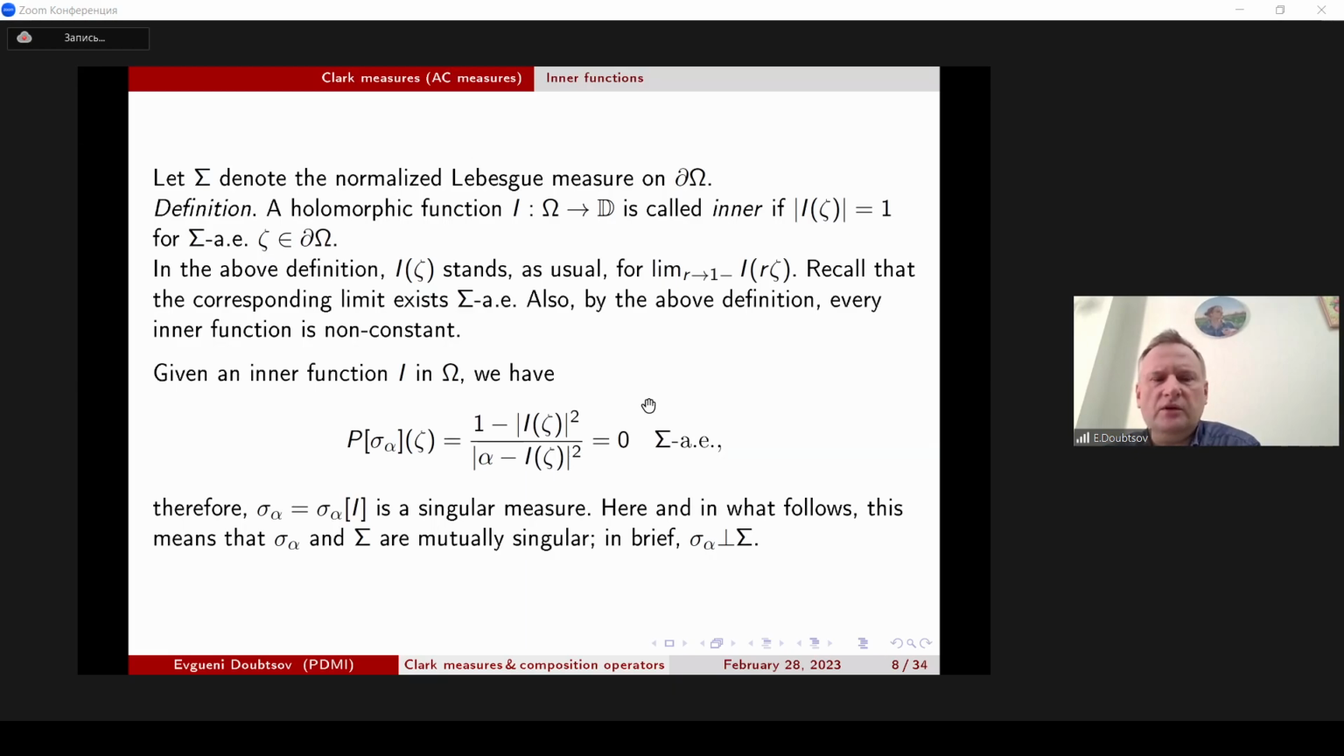Well, because everything happens in this definition as sigma almost everywhere. Well, once we have an inner function, we write the corresponding Poisson integral for the sigma alphas. This sigma alpha is the sigma alpha of capital I, and we have one minus modulus of capital I of zeta squared over something. Well, this expression, alpha minus capital I of zeta modulus squared, is sometimes equal to 0, but only on a small set.